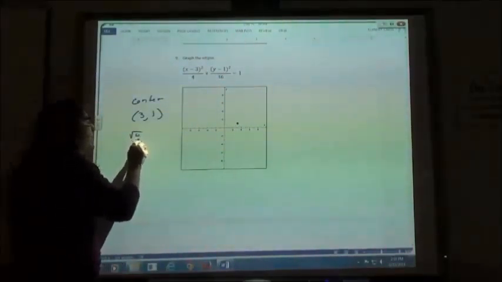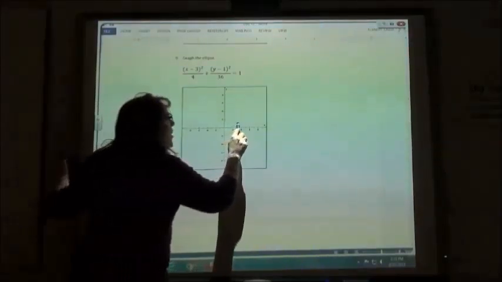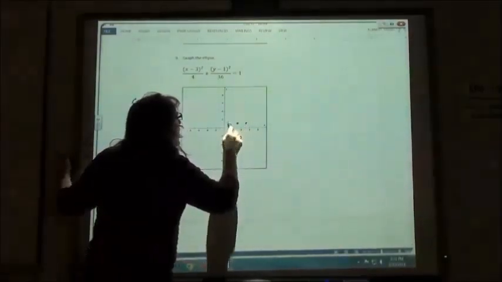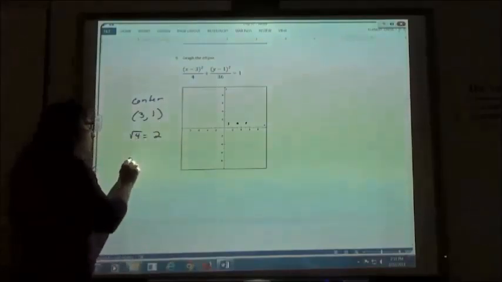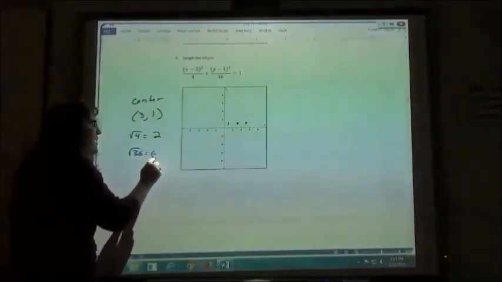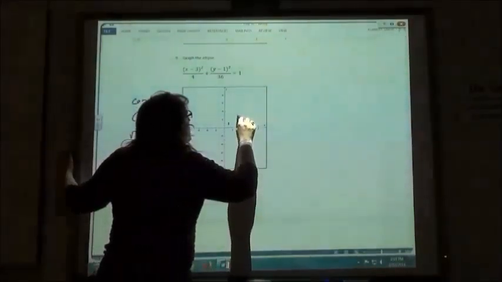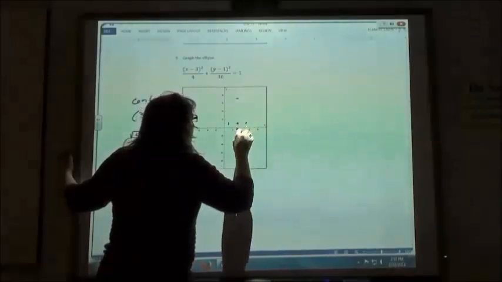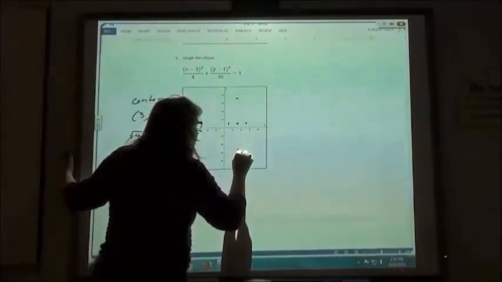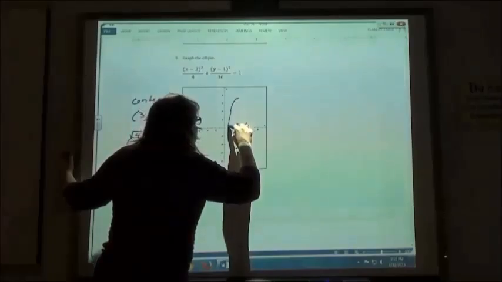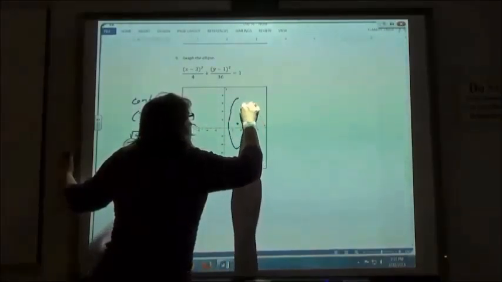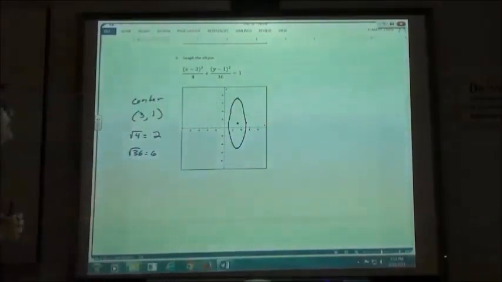I'm going to take the square root of 4, which is 2. So I'm going to go 2 to the right and 2 to the left. Here I'm going to do the square root of 36, which is 6. So I'm going to go 6, 1, 2, 3, 4, 5, 6 up, and 1, 2, 3, 4, 5, 6 down. And this time my ellipse is going to look something sort of like that.